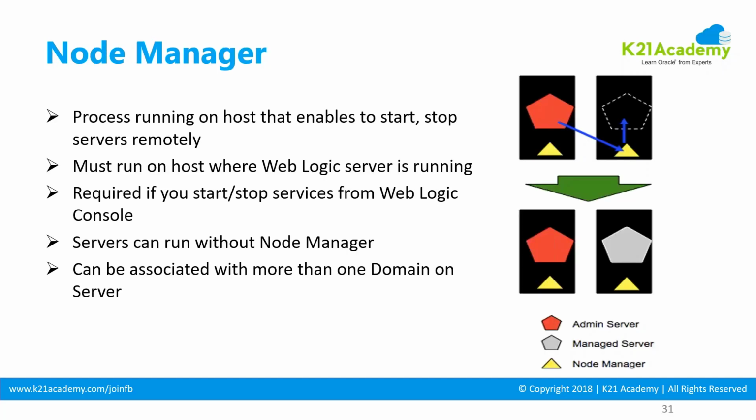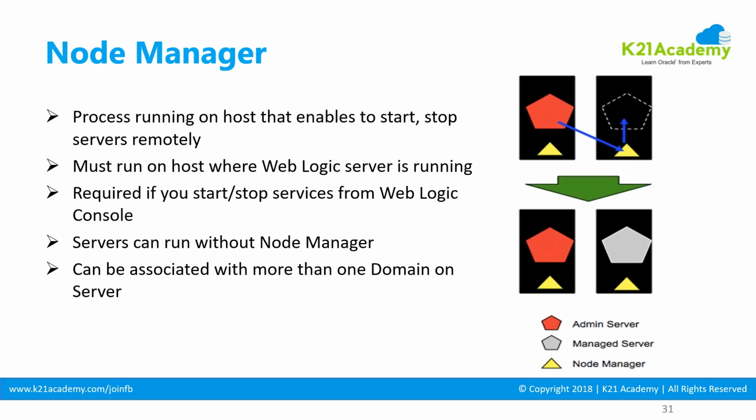So in the diagram, suppose I have two different machines, where the yellow represents a Node Manager and the red represents an admin server. Now I have one more machine on the right hand side with a managed server which is currently down, represented by a dotted line, and you want to start that managed server. So you issue a command from the WebLogic console to go and start this managed server, which is deployed and sitting on another machine. So there will be an association of the managed server with a Node Manager.